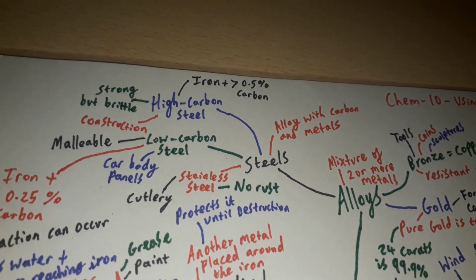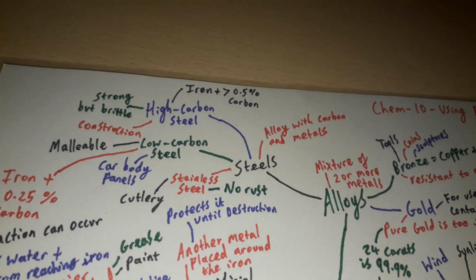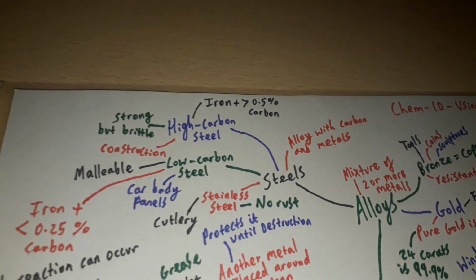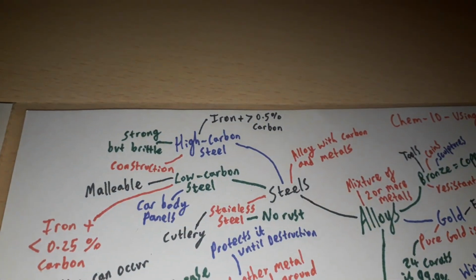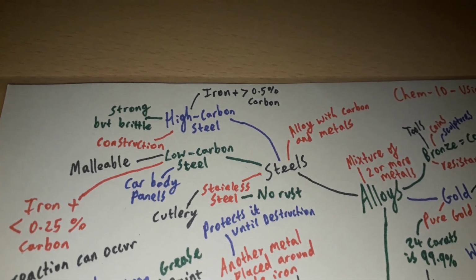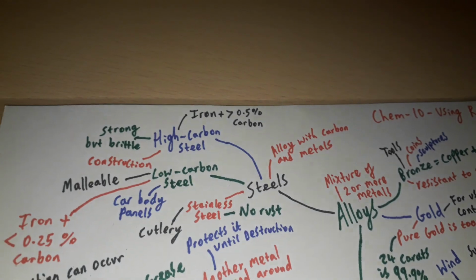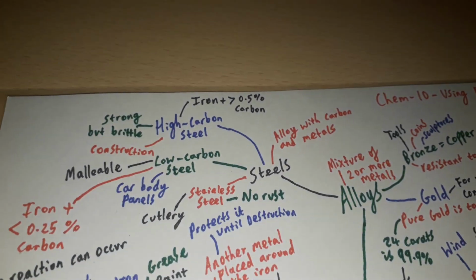So steels are alloys with carbon and metals. So this includes high carbon steel, which is strong but brittle and is used for construction. High carbon steel is made of iron and over 0.5% carbon, which might not seem like that much, but it makes a big difference to the properties.